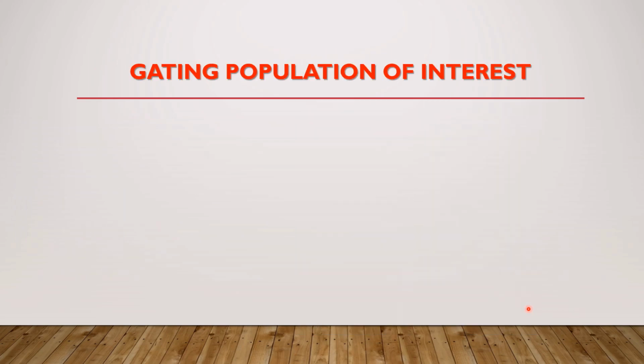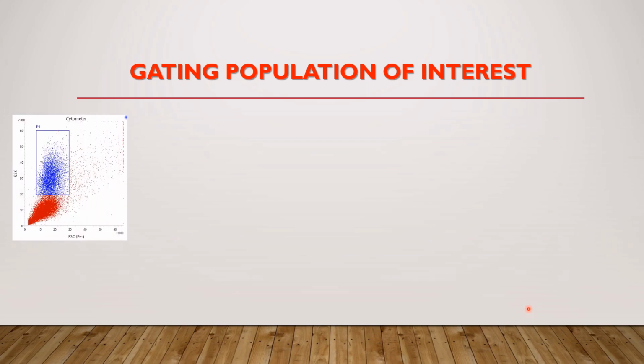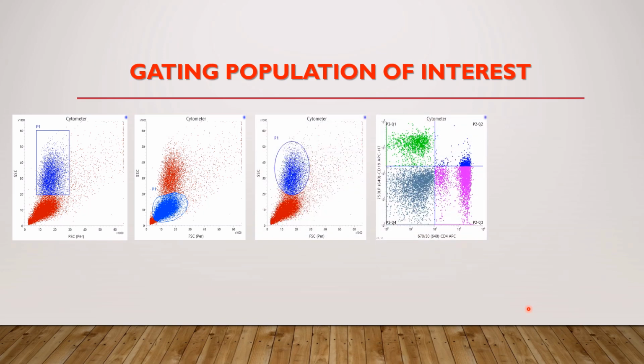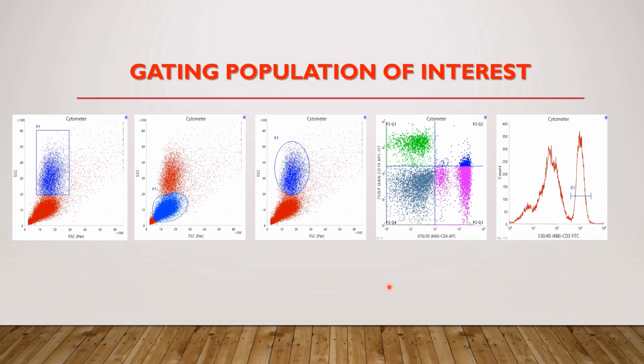So for gating the population of interest, there are various types of gating tools. Some of them are rectangular gate, polygonal gate, ellipse gate, quadrant gate, and interval gate. And these three are for selecting the population of interest. Here this is a dual parameter plot where you can see the 4 different populations of cells, and this one is interval gating to get your fluorescence signal of interest.